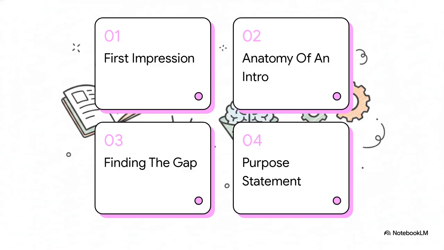Your intro's foundational job is to instantly generate interest, establish absolute authority, and prove that your voice deserves to be heard. Just like a good research intro gives the reader a roadmap, this is the structural roadmap for our explainer today. We'll be hitting 4 main stops. Number 1, making a first impression. Number 2, the anatomy of an intro. Number 3, finding the research gap. And finally, number 4, the purpose statement.